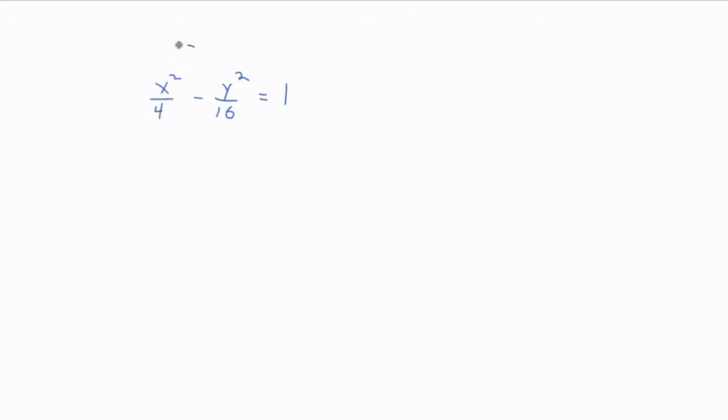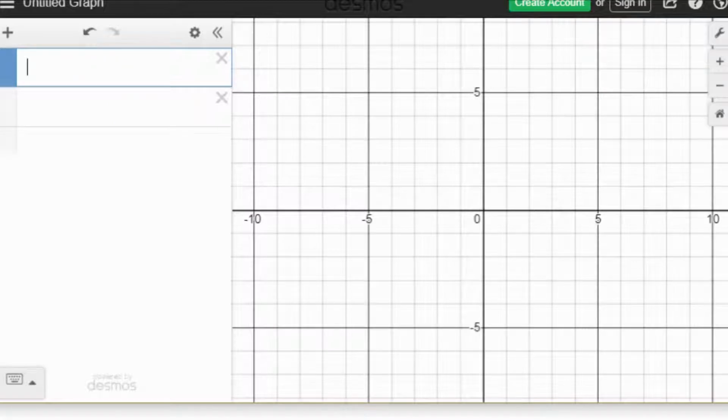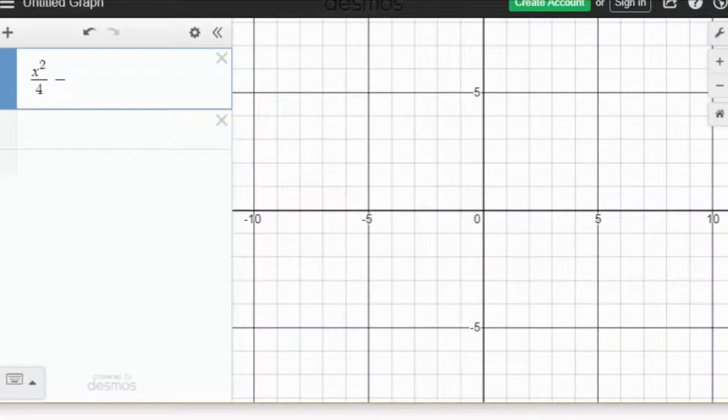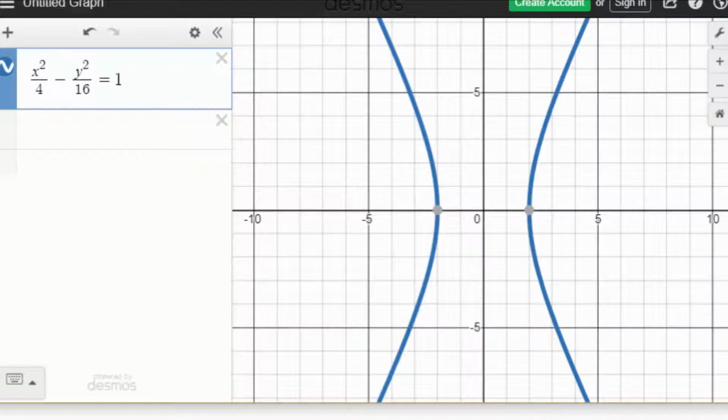In just a minute, I'm going to show you how to graph this hyperbola by hand. But first, let's do it on Desmos. So I'm going to type in x squared divided by 4 minus y squared divided by 16 equals 1. And you get a hyperbola. One branch opens to the right, one branch opens to the left, and the center is at the origin at 0, 0. Now I want to look at what happens when we zoom out on this thing.